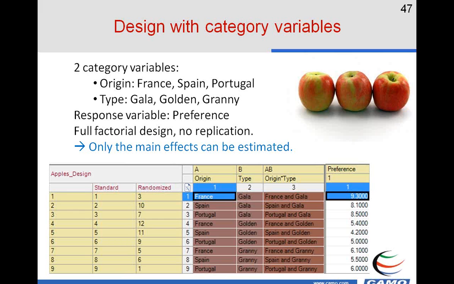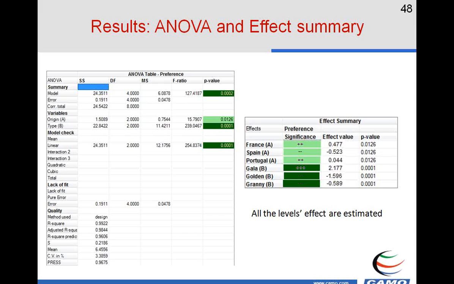So what we will do is a full factorial design, and we will not replicate it, so we have 9 experiments to perform. So we can only estimate the main effect. We will not be able to get the interaction factor. So we just run an ANOVA in the same way, and what we get is that the model is significant and both variables are significant. One is more than the other, so the type is more significant than the origin.